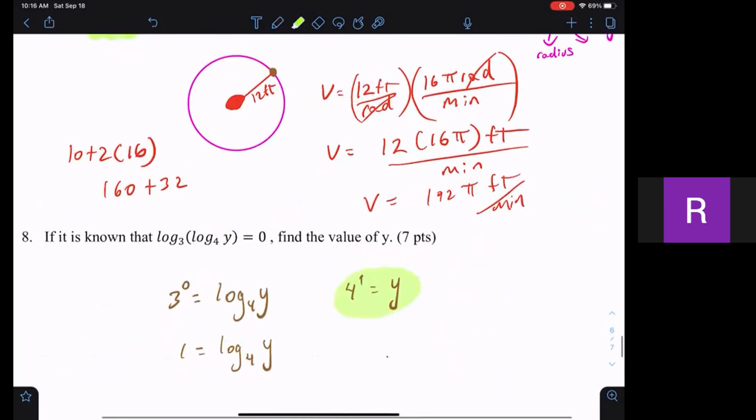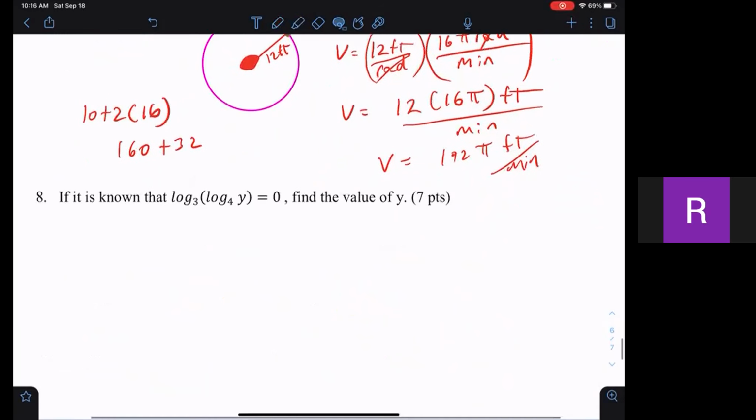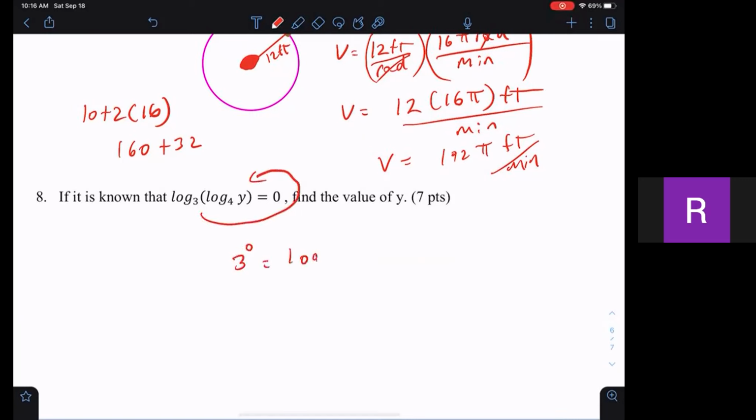And the last one, they say if it is known that log base 3 of log base 4 of y equals 0, what is the value of y? So you do the exponential equation again, right? So this is 3 to the 0 equals log base 4 of y. That's 1 equals log base 4 of y. So you can say 4 to the 1 equals y. So 4 equals y. That's it. You're done.